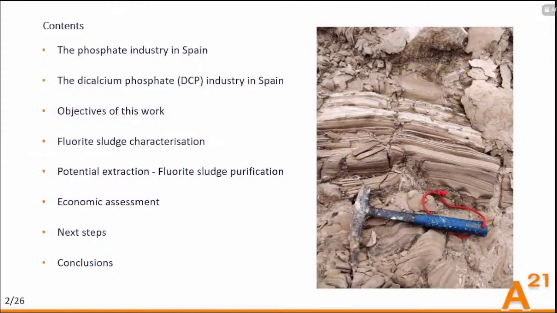So basically, the content of my presentation. First, I will talk about the phosphate industry in Spain generally, then the dicalcium phosphate industry. Then I'll briefly say something about the objectives of my work. I'll proceed to the characterization of the fluoride sludge. Then I will talk about the potential extraction and the fluoride sludge purification. I'll proceed to economic assessment, then to next steps, and finally I will conclude.